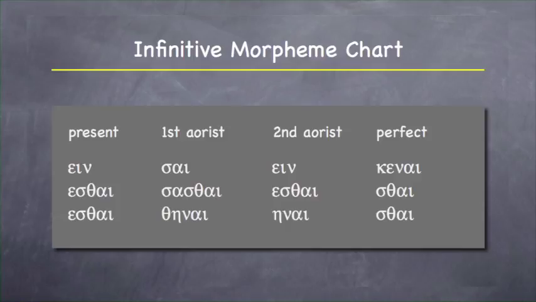Switch over to the perfect, and you have kenai. The kappa epsilon is the altered kappa alpha tense formative. And then in the perfect middle passive, you have the simple sthai. If you compare that to the present, you can see that probably the epsilon in esthai is the connecting vowel. So spend some time in these forms and see the consistency, see where they're the same, see where they're different, and then be sure you memorize this.